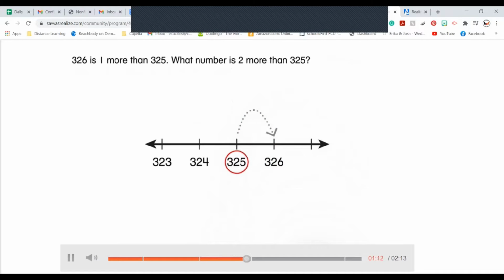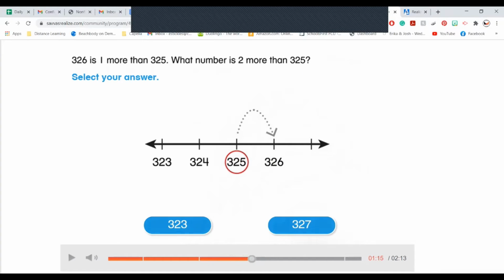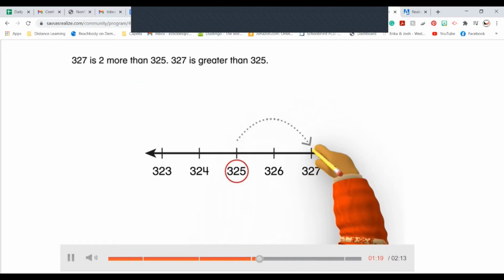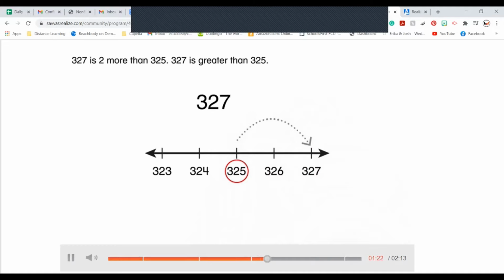What number is 2 more than 325? Select your answer. Well, 1 more than 325 is 326, and 1 more than that would be 327. So 2 more than 325 would be 327. We could also know this because 5 plus 2 more ones would be 7 ones. So 325 plus 2 more would be 327. 327 is 2 more than 325. 327 is greater than 325.